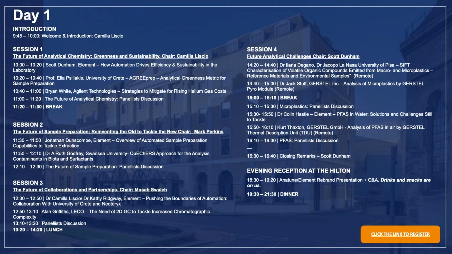The event will be split over 2 days. On day one, we would have sessions in the morning, lunch break, sessions in the afternoon, followed by an evening event with a bit of a discussion about the future of Anatune.